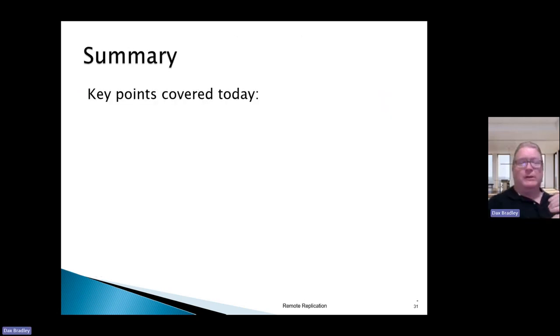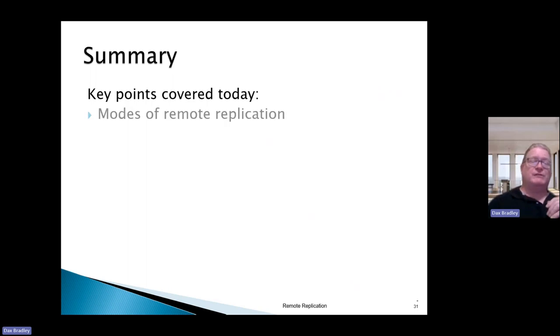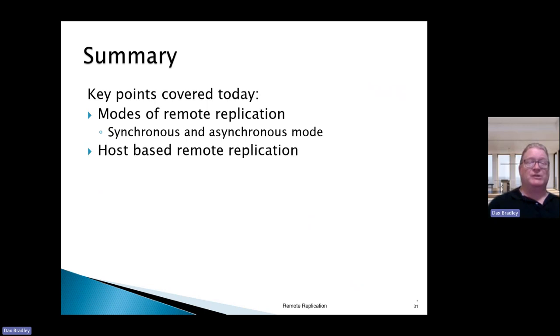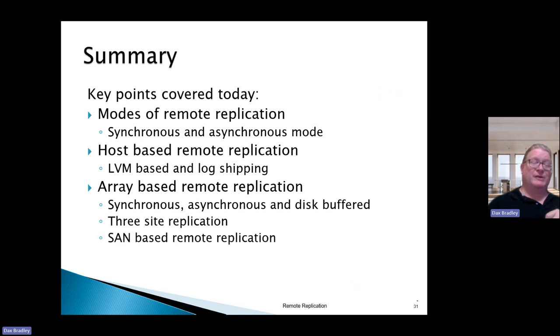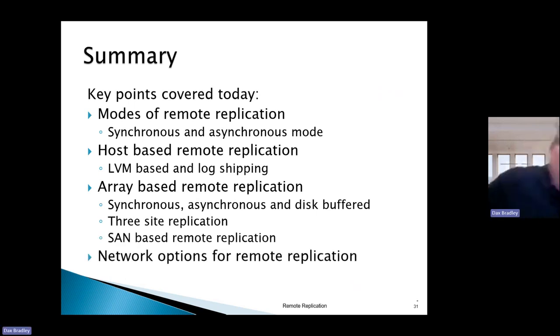All right, so we have covered some good stuff here today. We talked about modes of remote replication, synchronous and asynchronous mode, host-based remote replication, LVM-based and log shipping, array-based remote replication, synchronous and asynchronous, and disk buffered, three-site replication, SAN-based remote replication, and network options for remote replication. That is as much as we're going to cover for today.